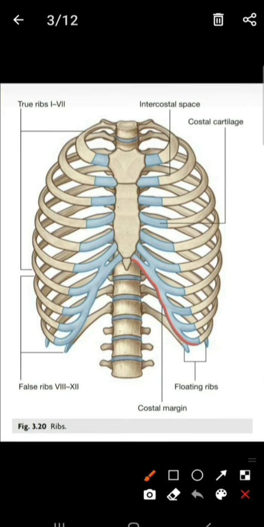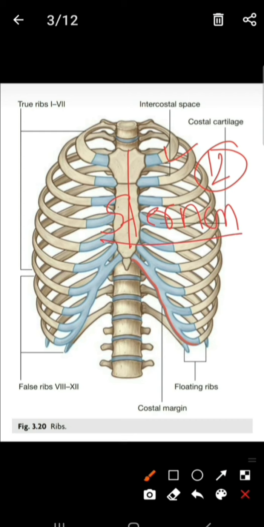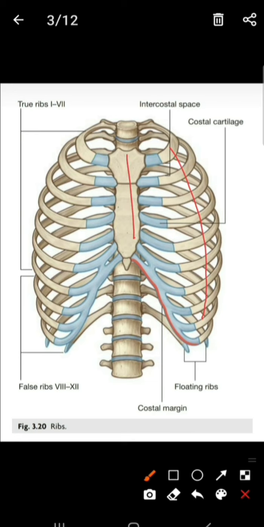This is the thoracic cage, which includes 12 pairs of ribs and the sternum. Sternum is also known as the breastbone. This is the sternum. There are 12 pairs of ribs, and this is the costal cartilage. Costal cartilage helps to join the ribs with the sternum. As you can see in the figure, costal cartilage joins the ribs and the sternum.